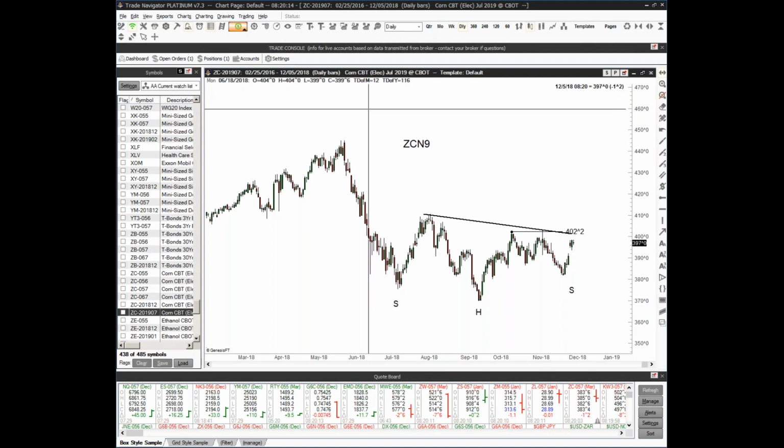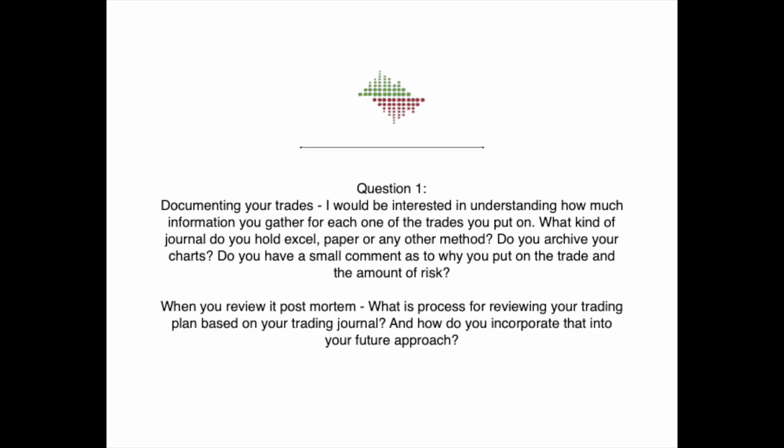Okay, Jolene, I am ready. Documenting your trades. I'd be interested in understanding how much information you gather on one of the trades you put on. What kind of journal do you hold? Excel, paper, other method? Do you archive your charts? Do you have a small comment as to why you put a trade on?